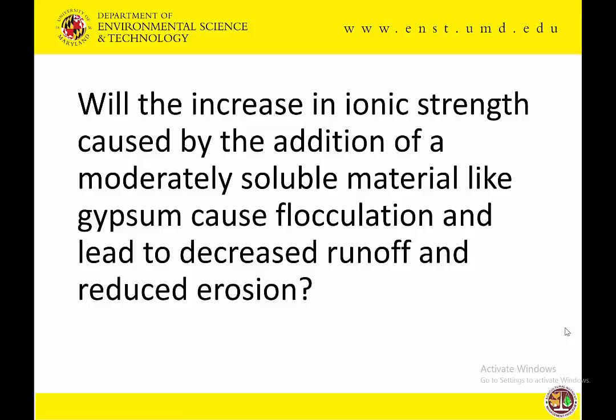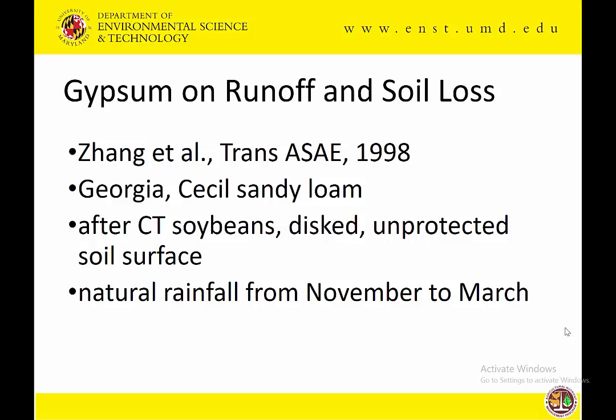All right. So the question, this work was being done in Georgia at the same time. The phosphorus fertilizer industry was funding research to see, hey, can we use this stuff in ag? There was a lot of money to look at it. Will something like gypsum, which has the capability of increasing the ionic strength, cause flocculation so that we get decreased runoff and reduced erosion? Okay? Reasonable, right? So let's see if it worked.